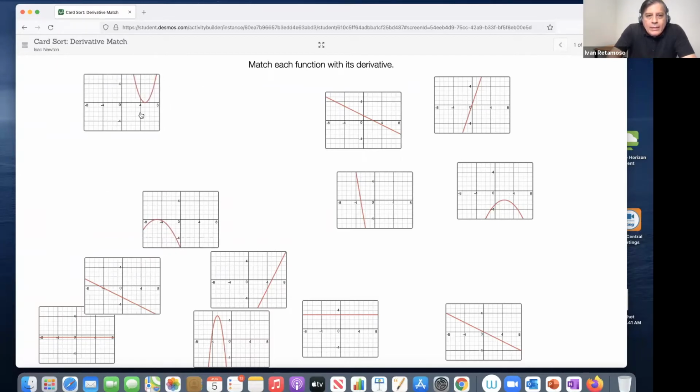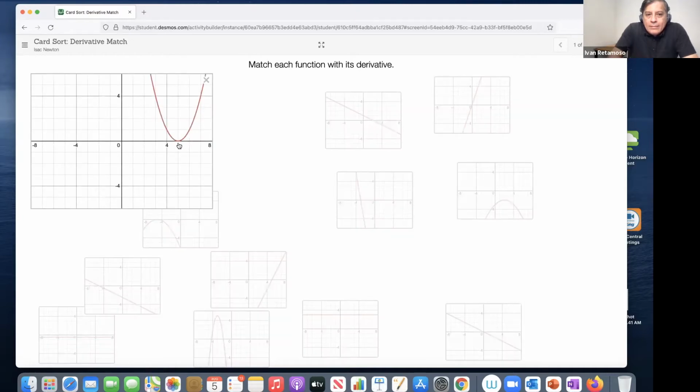Which one do you think could be the graph of the derivative of this parabola? And hint, look at the vertex here of the original function. On the graph of the derivative, that should show 0, right? So at this point, it should show 0. If you don't see well, you can always click here and this becomes bigger. So at this input value 5, the graph should be 0, right?